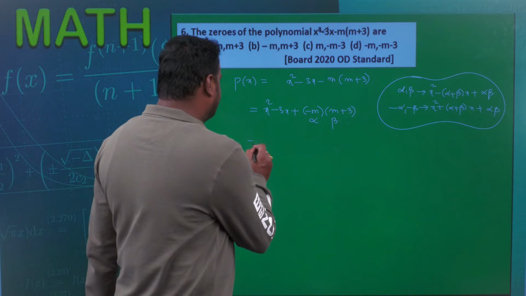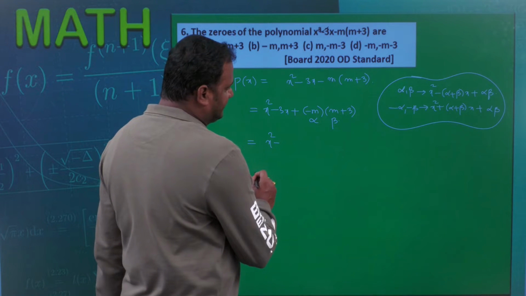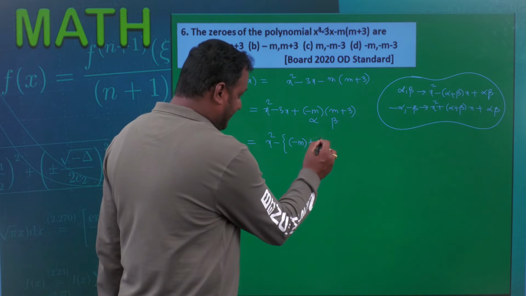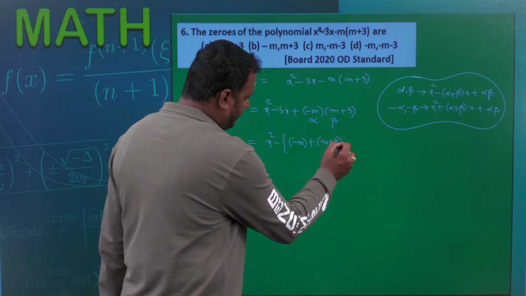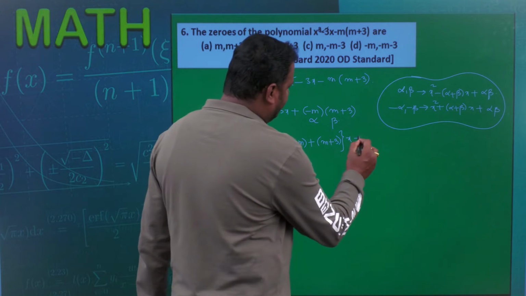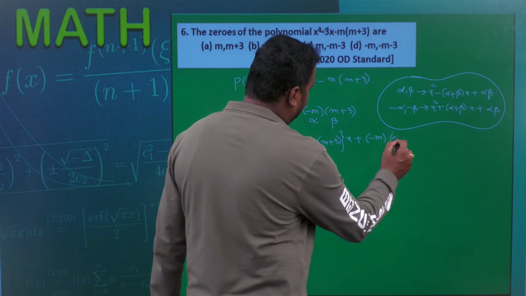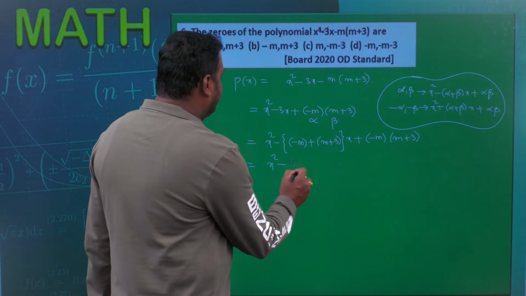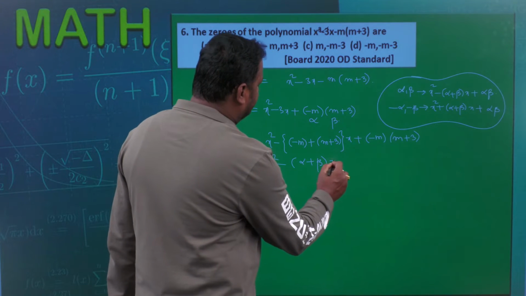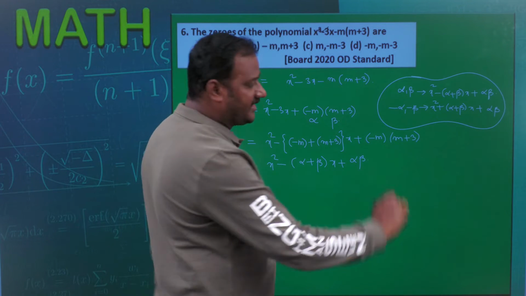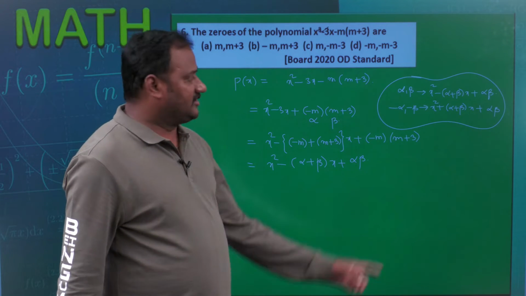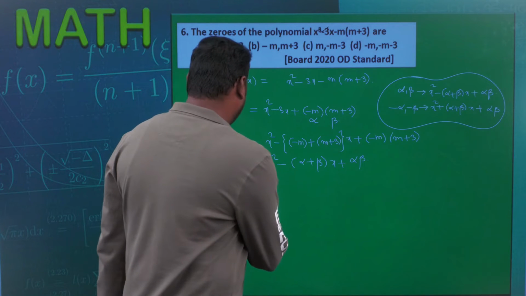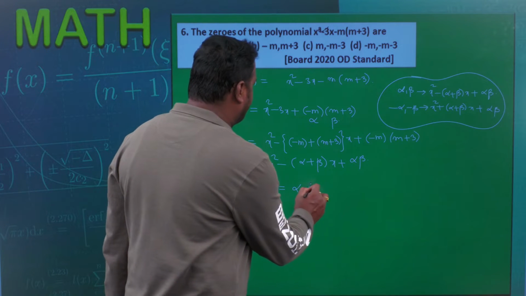So I am going to write this polynomial as x square minus alpha plus beta, where alpha is minus m and beta is m plus 3, into x plus alpha into beta, as it is, minus m into m plus 3. Now it is clearly in the form of x square minus of alpha plus beta times x plus alpha into beta. If this is the quadratic polynomial, then the zeros are alpha and beta. So therefore the values of x are alpha comma beta.